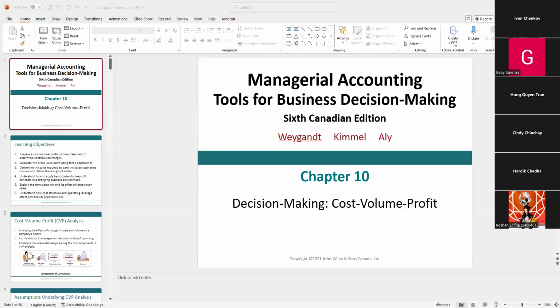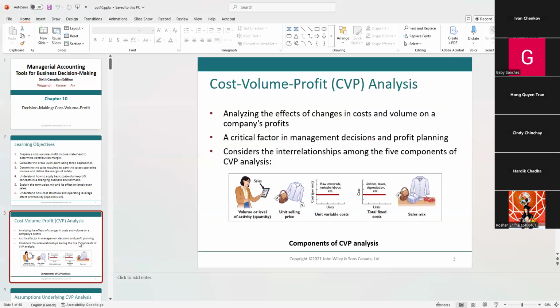Okay, this is chapter 10, decision making and cost volume profit analysis. Why do we need this analysis and what is it about? Cost volume profit analysis is about the effect of changes in cost and volume on the company's profit. What is going to happen to the company's profit if I change something in relation to the cost or the number of products that I'm selling or producing?